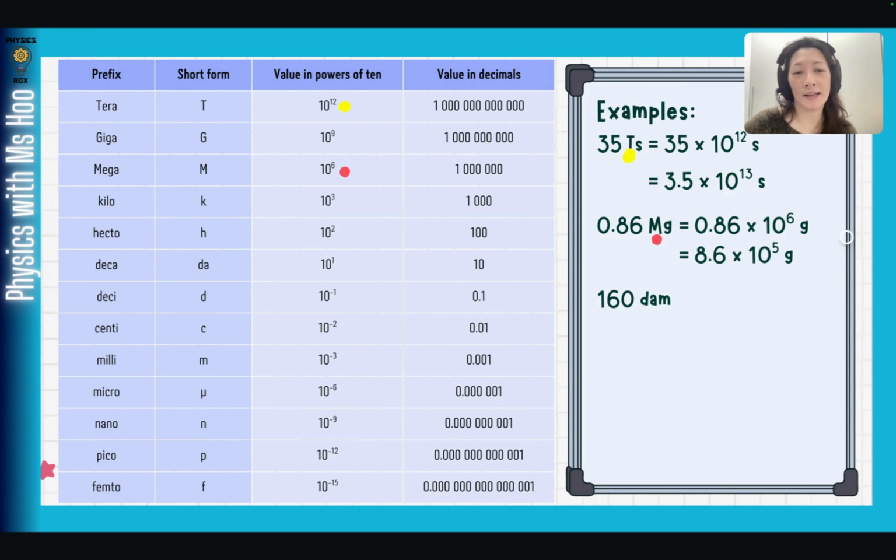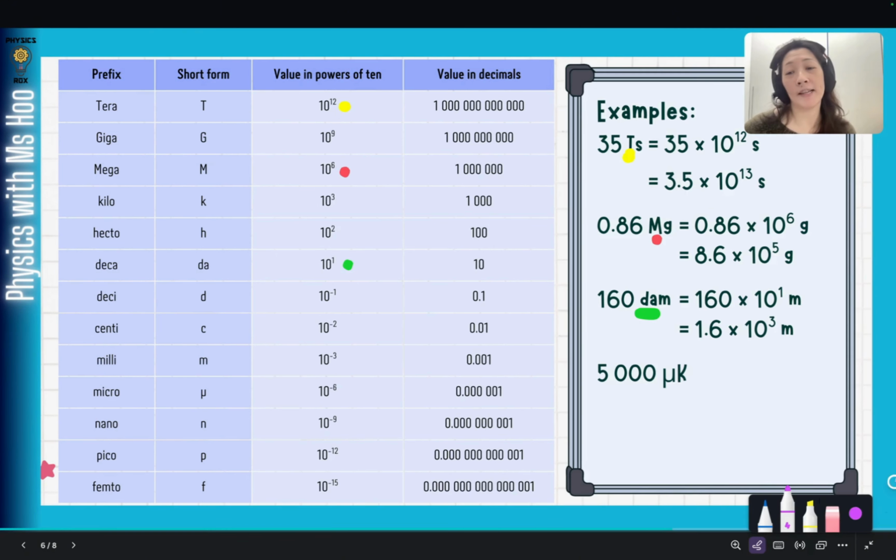What if you have an example like this, 160 dam? Now remember that da is the only prefix which has 2 letters instead of 1. So da is deca, and deca has a value of 10 to the power of 1. How do you convert it? Same thing. Carry over the same number, 160, replace da with the value of 10 to the power of 1, and you get 160 times 10 to the power of 1 meters. In standard form, that will be 1.6 times 10 to the power of 3 meters.